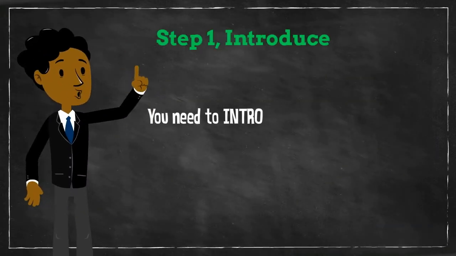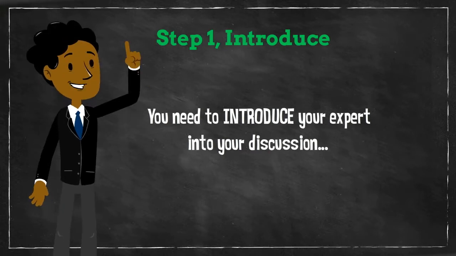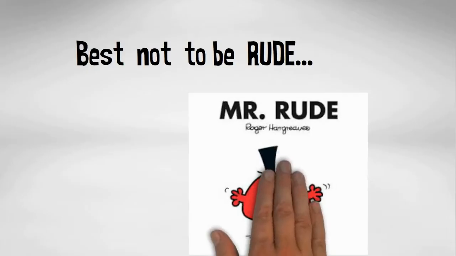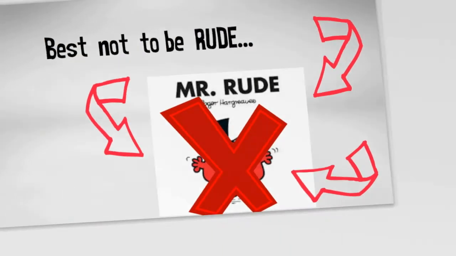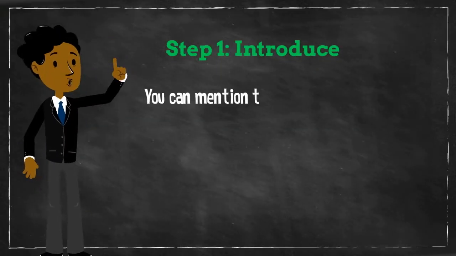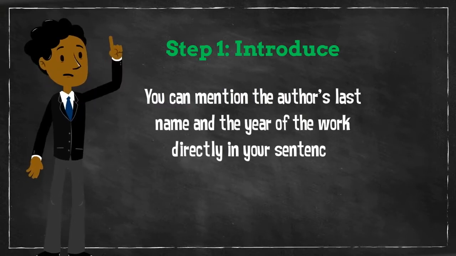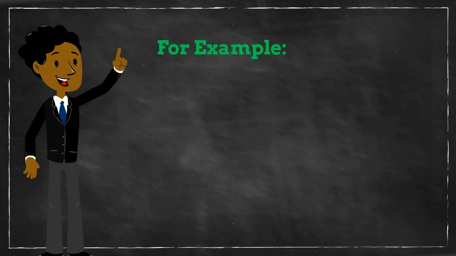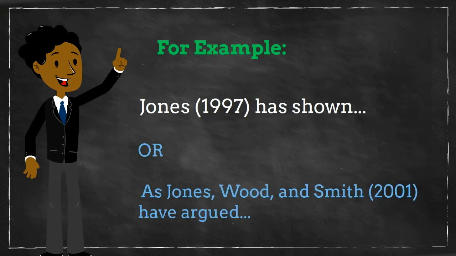Step 1. Introduce. You need to introduce your expert into the discussion. Best not to be rude. No! You can mention the author's last name and the year of the work directly in your sentence. For example, Jones, 1997, has shown, or, as Jones, Wood, and Smith, 2001, have argued.